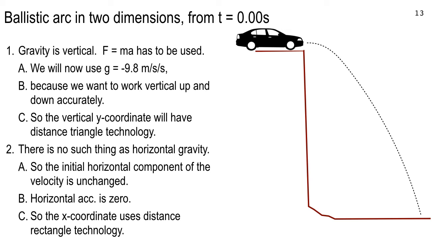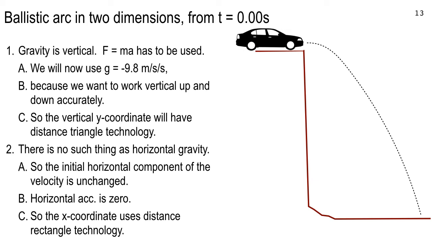Now, horizontally, there's no such thing as horizontal gravity. Even Bugs Bunny knows that. And he's a rabbit. He's a tricky wabbit. All right? And because there's no horizontal gravity, the initial component of the velocity horizontally doesn't change. There's no acceleration in the x direction. So if you launch at 10.5 meters per second, you're still going to be moving sideways at 10.5 meters per second when you impact. And then, of course, you'll stop. And hopefully you bail out of the Ferrari before it impacts. But the horizontal acceleration is zero. So the x-coordinate is going to use distance rectangle technology. So we're going to have v times delta t, or v times t, in the x-coordinate.